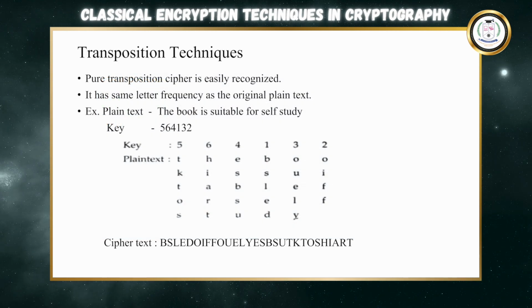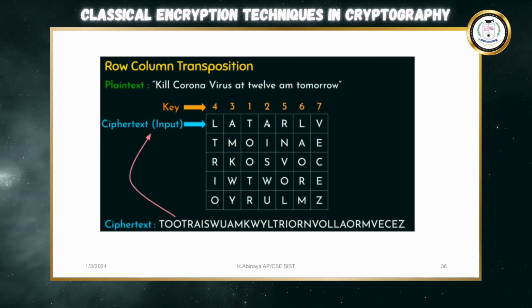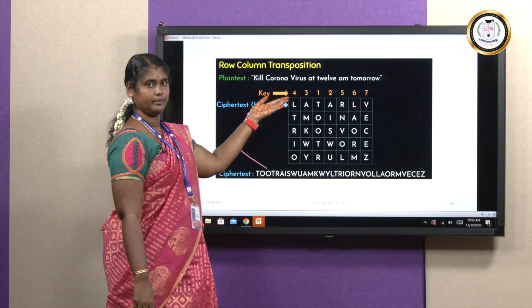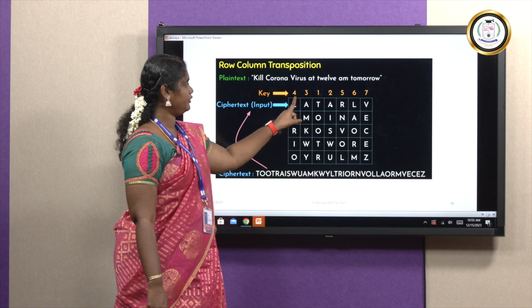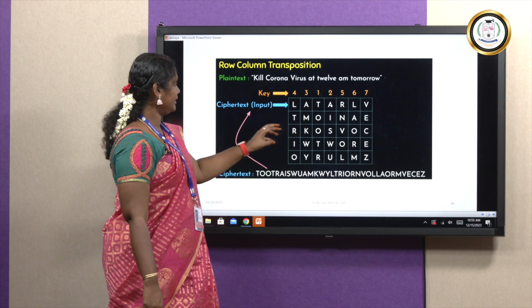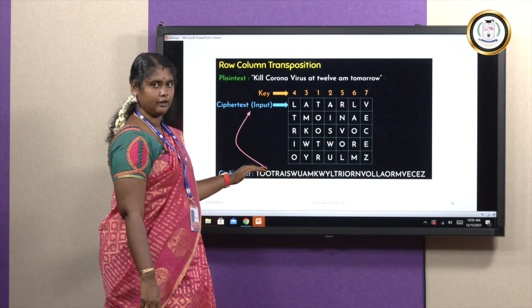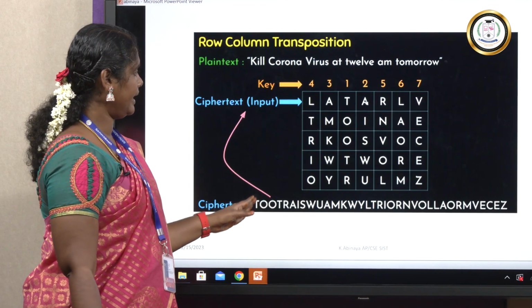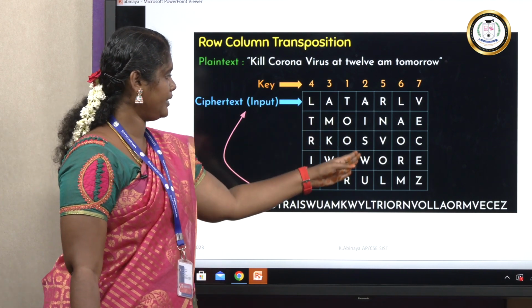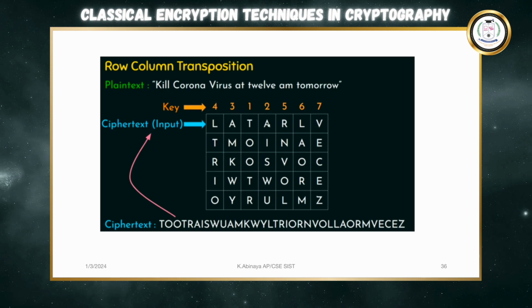The next one is also a transposition, using the same key. The next one is the row-column transposition. Here is another example. The plain text is "kill coronavirus at 12 am tomorrow". The number key I am going to use is 4312567. First you need to fill in all the data, then read it out by key order. First we have T-O-O-T-R. In the second number we have A-I-S-W-U. So like that you create your ciphertext.